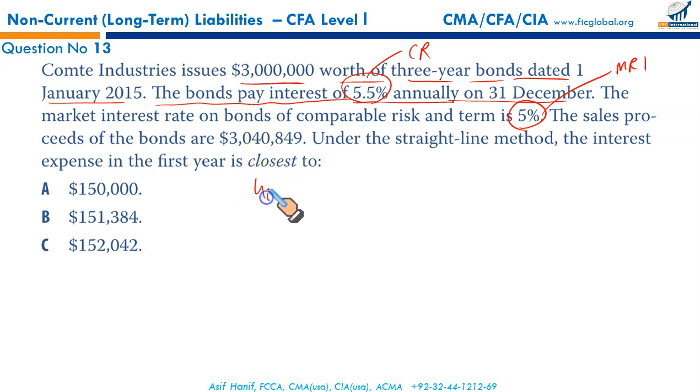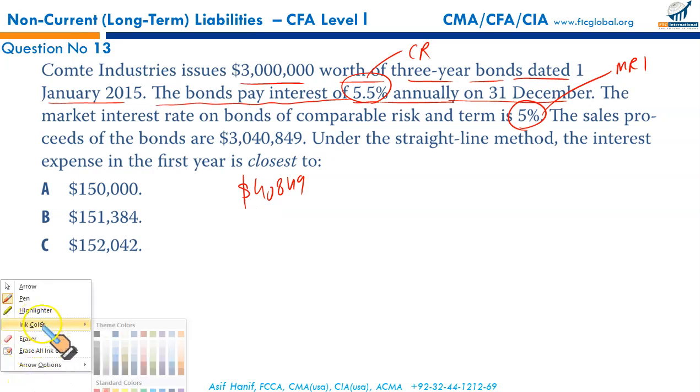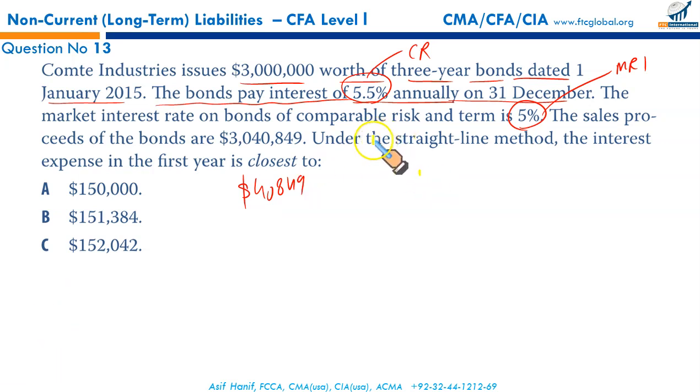That is $40,849 more than the face value, the par value. This is your premium, which will be amortized. But under what method? This is the difference in this question. Under the straight line method, the interest expense in the first year is closest to.